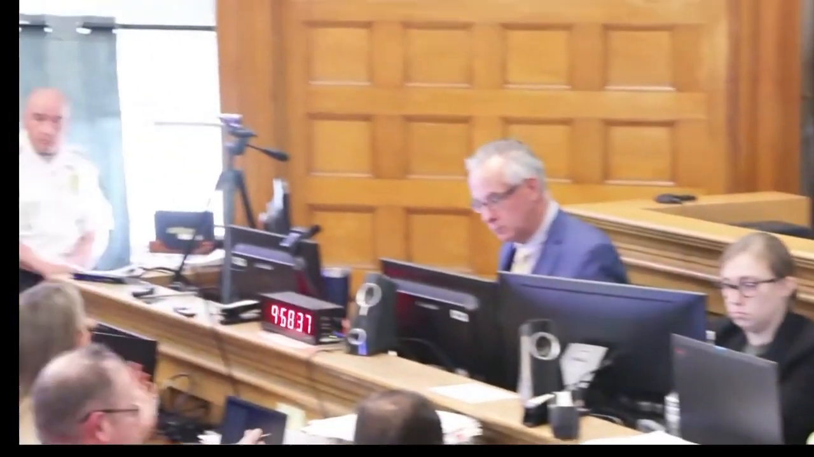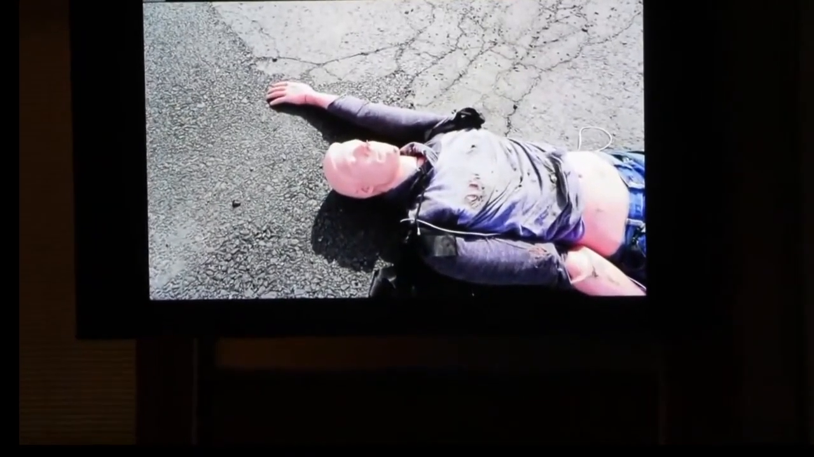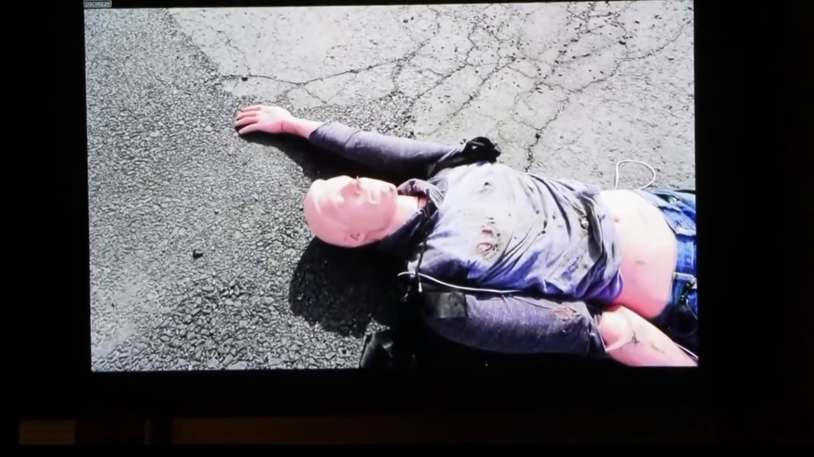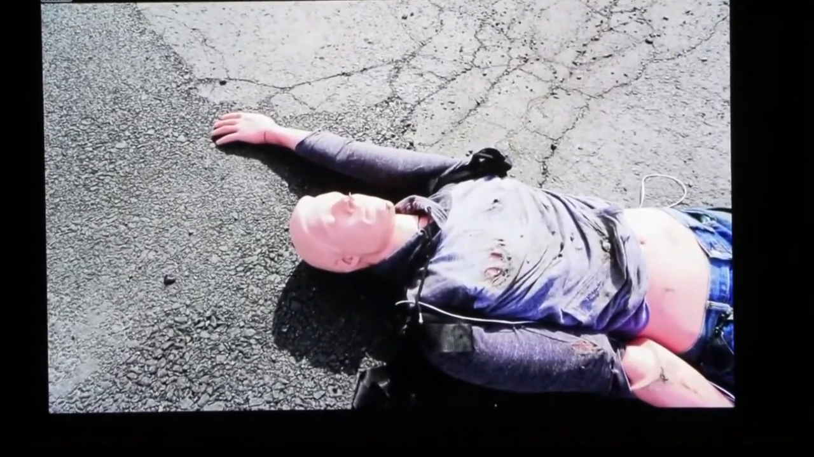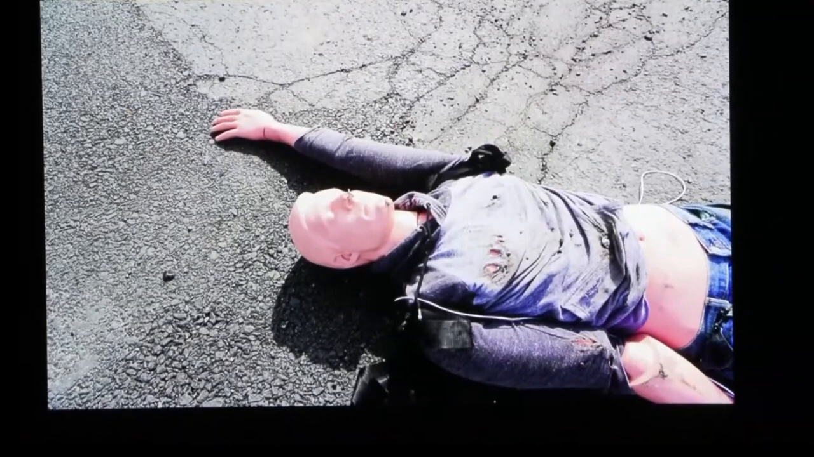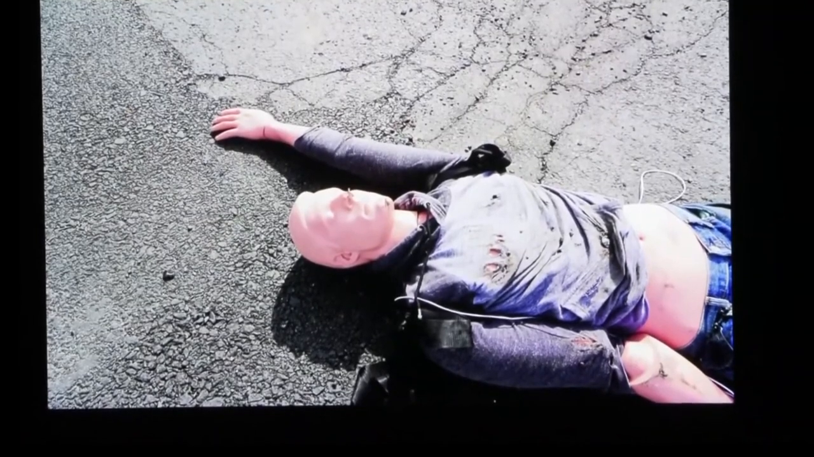Exhibit 220. Permission to display? Yes. Can you describe what we're looking at in this photograph? This is mainly showing the upper body of the test dummy from the 29 mile an hour impact test, showing the road rash to the front side of the body.